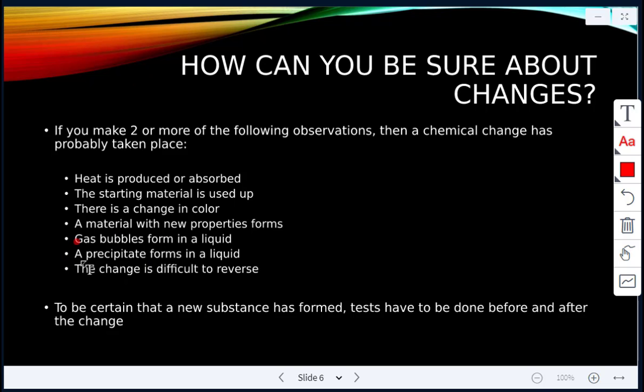When I talk about a precipitate forming in a liquid, that's when a solid is being formed. So if you take 2 liquids, mix them together, and a solid forms at the bottom of the beaker, that's what I mean by a precipitate forms. And to be certain that a new substance has formed, tests are usually done before and after the change.